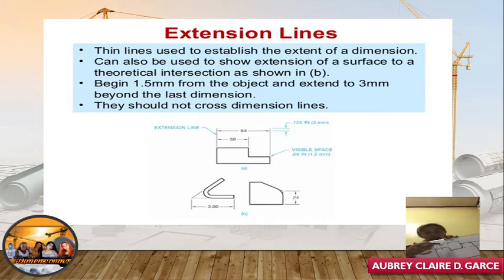And then this side we have here 3.50 or 3.5 millimeter, and then the last one is this side. We have here 5 millimeter, and then imagine these lines. This is what you call the extension line.